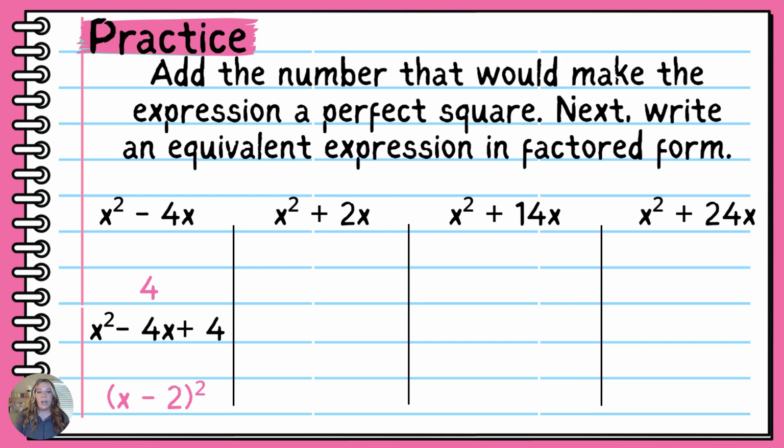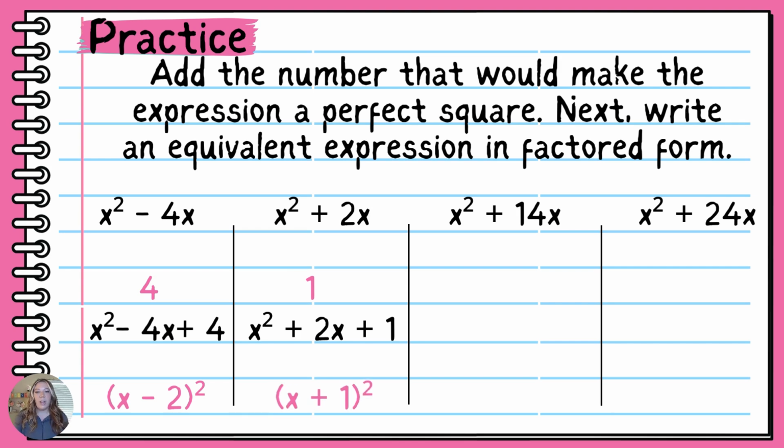So for x squared plus 2x, we'll write down our formula, and then we'll replace b with 2. So half of 2 is 1, and 1 squared is still 1. So we'll add that to our equation. And like we said, to find the factored form, we just need to find half of b. So in this case, it would be 1.